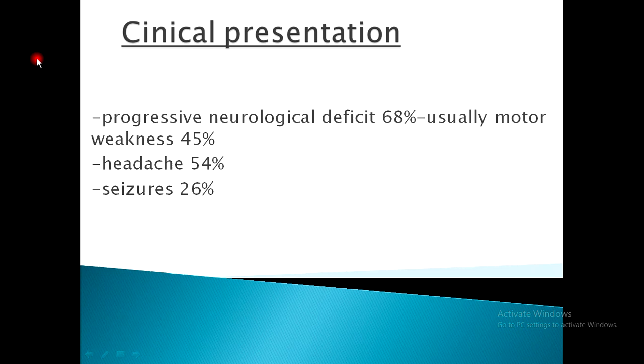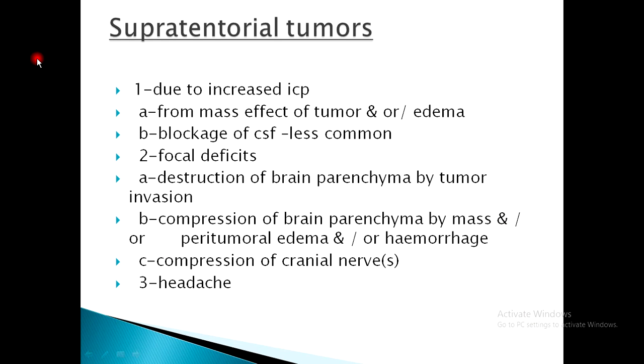Now, we will divide the tumors according to their anatomical position. The clinical presentation will be divided according to the position of the tumors, whether supratentorial tumors or infratentorial tumors. So, with the supratentorial tumors, first we have signs and symptoms due to raised intracranial pressure.